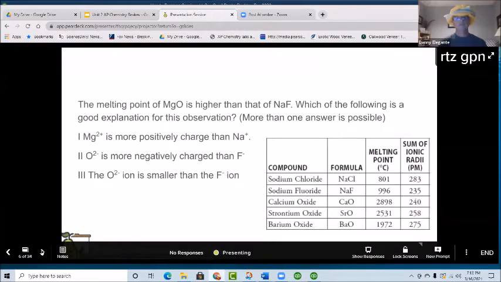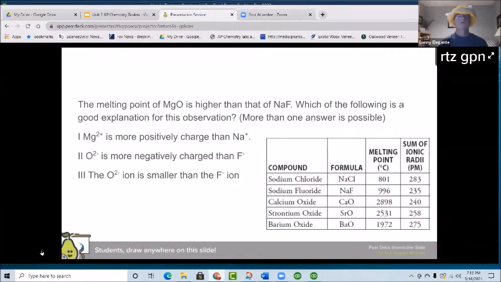All right, so here's a question. This is from an old AP exam. So what I want you to do is draw through any answer that you think is wrong. So at least one of them is right, but it could be that Roman numeral 1 and 2 are right, or 2 and 3 are right, or all three are right, right? So all those are possibilities, but if you think one of them is wrong, just draw on the slide and draw through the wrong answer.